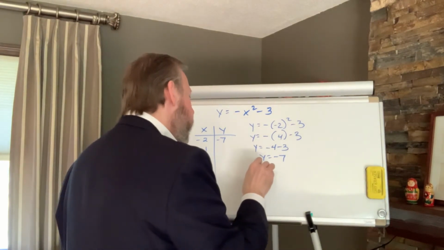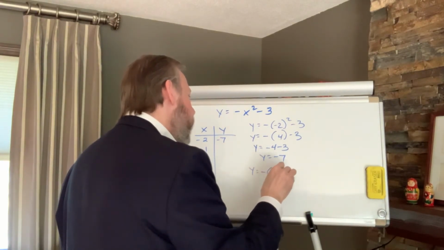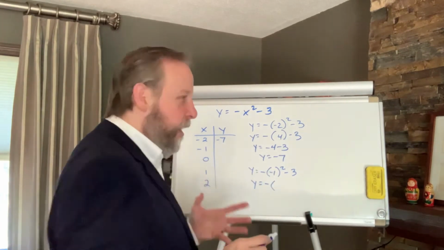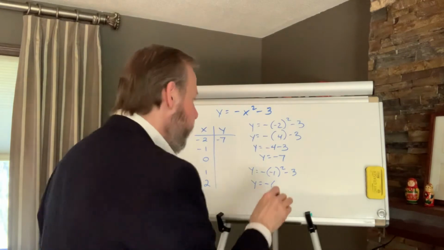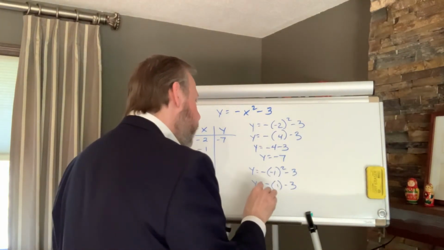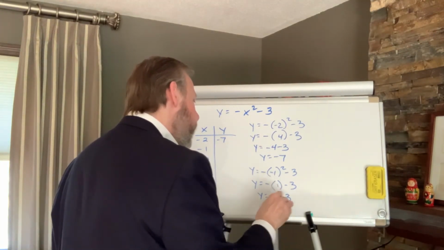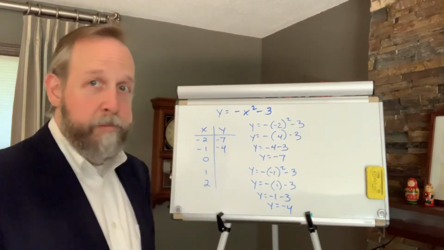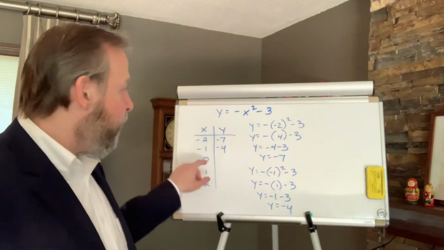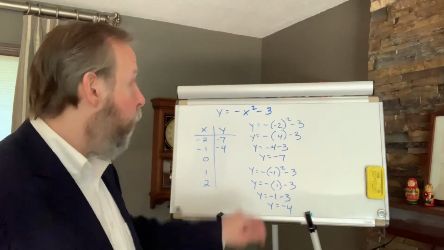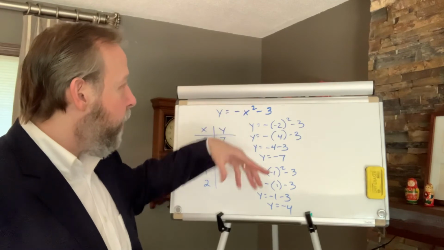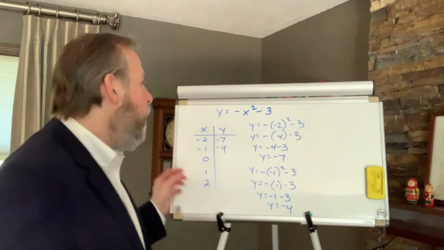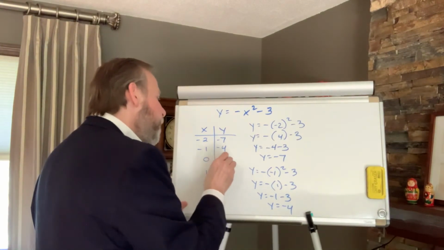Plugging in the negative 1. It's negative 1 squared minus 3. So negative 1 squared is positive 1. Minus 3, so that's going to be negative 1 minus 3, which is negative 4. Okay, I'm going to do the same thing with the 0 I did last time, which is just talk it out. Negative 0 squared minus 3, well, 0 squared is 0, negative 0 is 0. Minus 3 gives me negative 3.